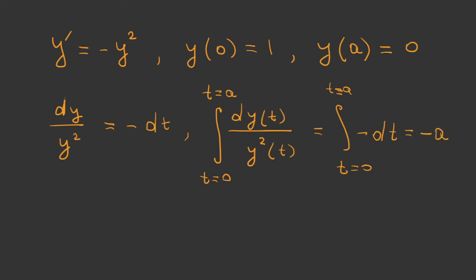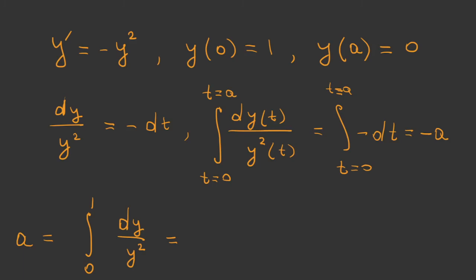Solving for a, and changing the integration on the left-hand side to an integration over y, we again find that a, the travel time from y equals 1 to y equals 0, will be the integral from 0 to 1 of dy over y squared. Now, what is this integral? What is the value of this integral? Well, let's go ahead and try to determine that.